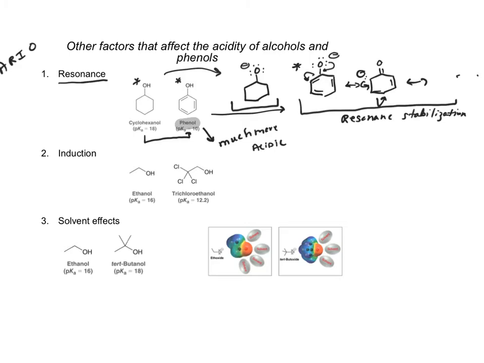Okay, so another thing to consider is induction, right? If we compare ethanol to trichloroethanol, induction has to do with electron withdrawing groups, right? So these polar bonds that form. Again, if we were trying to say who is more acidic, we'd be comparing ethoxide versus this trichloroethoxide with respect to determining who is more stable.